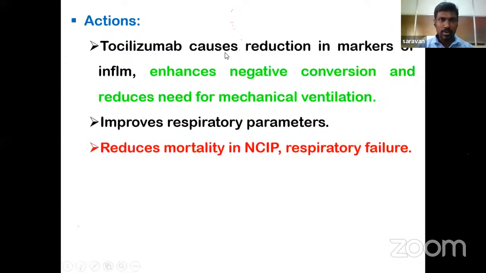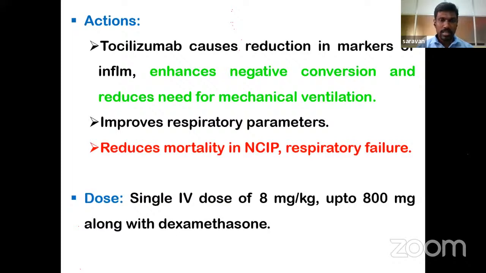Actions: tocilizumab causes a reduction in the markers of inflammation. It enhances negative conversion, that is, swab conversion to negative in a very limited time period. It reduces the need for mechanical ventilation in case of ARDS and improves the respiratory parameters. It reduces mortality in novel coronavirus induced pneumonia and respiratory failure. The dosage of tocilizumab is a single IV dose of 8 mg per kg to a maximum of 800 mg, along with dexamethasone.